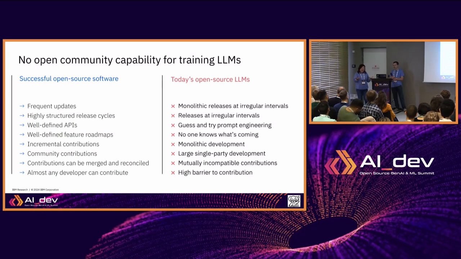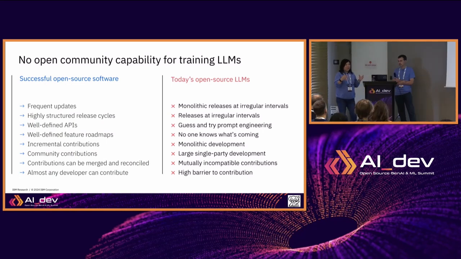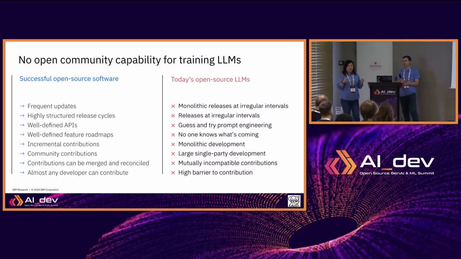But as we are here at AI_dev, a Linux Foundation event, I think most of us know the open source way of working on projects, development, and collaboration. If we compare how that methodology works for open source projects versus the current contribution model towards large language models, it's really not a very similar process. Open source projects usually have a well-defined release cadence, feature roadmaps where you can see what's going on and what's coming, and incremental contributions.